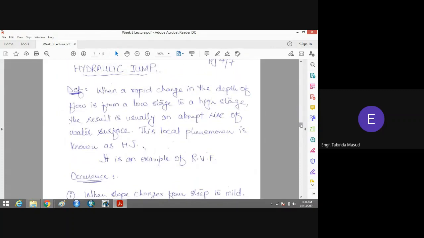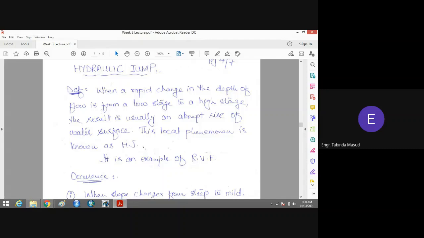This is the second topic of this lecture, that is the hydraulic jump. Okay, hydraulic jump is actually an example of the rapidly varied flow. Remember, direct step method was for the gradually varied flow, and this is hydraulic jump, which is related to the rapidly varied flow. Definition: when a rapid change in the depth of flow is from a low stage to a high stage. Stage means depth of the flow or elevation.